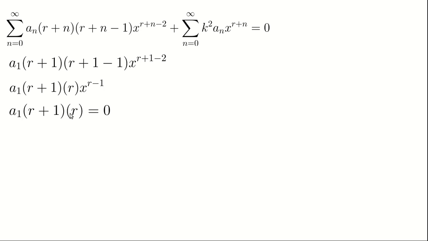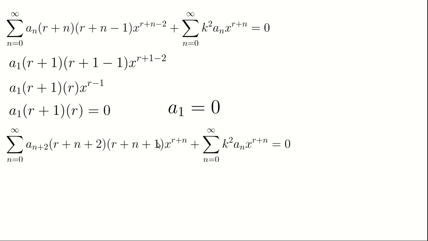Or we can say, since r is also 1, if I put 1 here and 1 here, this one will be 2 times 1, which is 2. So a1 times 2 equals 0. 2 can never be equal to 0, so a1 therefore becomes 0. So we have established the fact that a0 can never be 0, but a1 is equal to 0. So let's go back to this expression and get the recurrent relation.